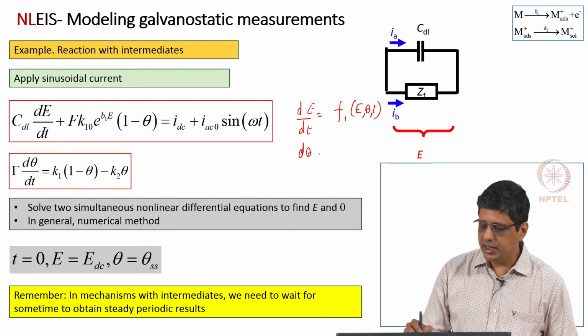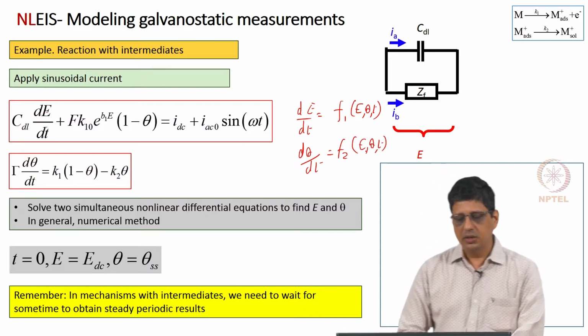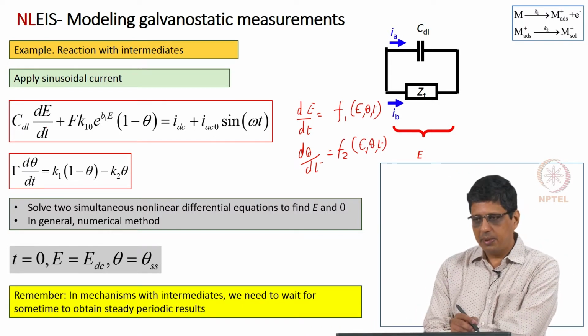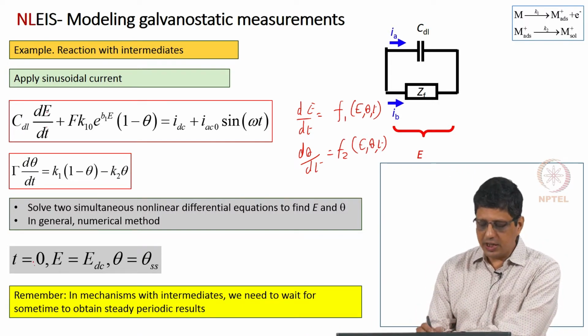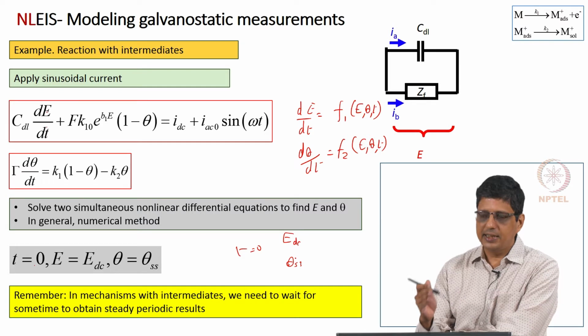The second equation is d theta by dt, which is some function of E, theta and t, and then we use a programming language or programming environment. With initial conditions at t equal to 0, we need to specify the value of E and the value of theta, and then ask it to integrate.